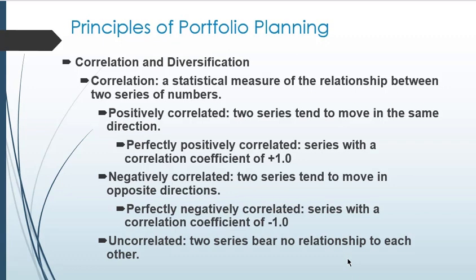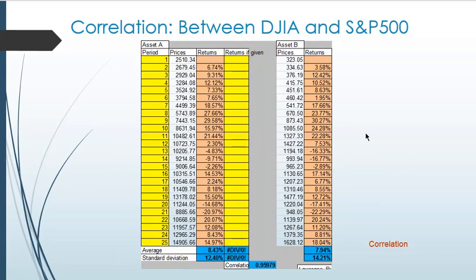Now, correlation is a statistical measure of the relationship between two series of numbers. Positively related means they move together. Negatively related means they move opposite of each other. And of course, if they're uncorrelated, they have no relationship with each other. Statistically, we don't really need to know the formula here, but correlation can have a maximum of +1 or a minimum of -1. We are able to calculate correlation, though.